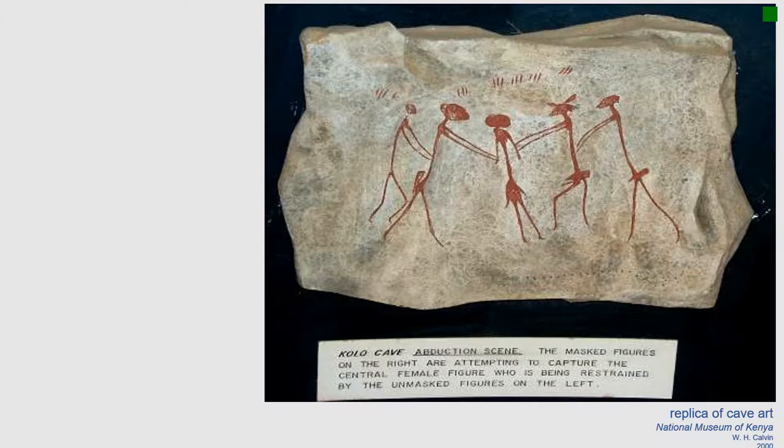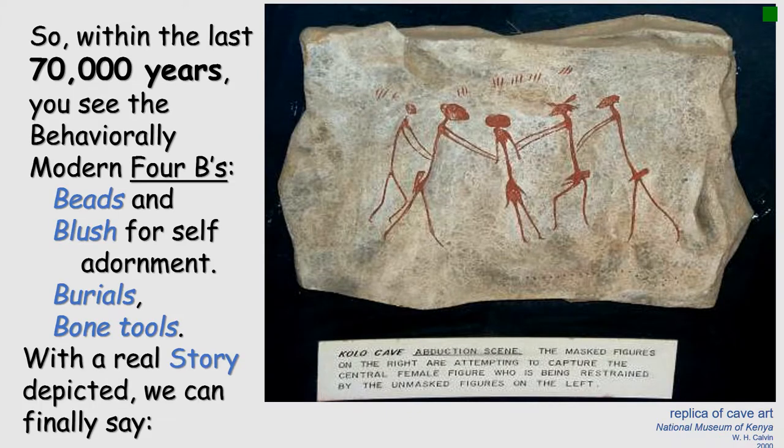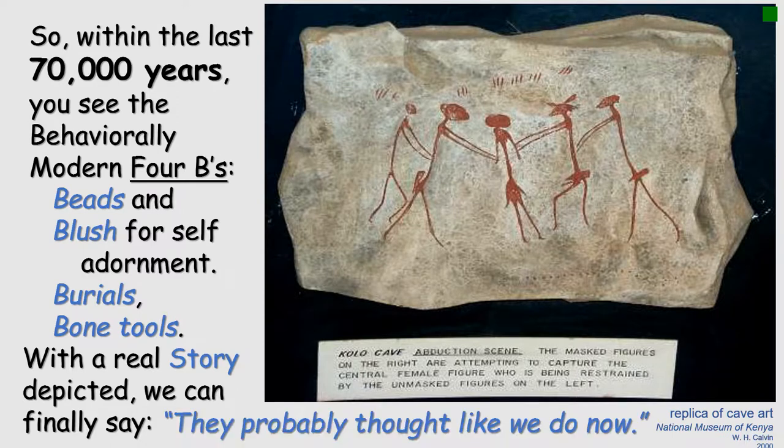Here's another example of art. This is from Africa. It's from Tanzania. This, in fact, shows a story. I mean, we have a damsel in distress here being rescued by her brothers against the invaders whose intentions are fairly clear if you consider the erect penis. But so within the 70,000 years, you see these behaviorally modern four Bs: beads, blush for self-adornment, burials, and bone tools. And now with a real story depicted, we can finally say they probably thought a lot like we do now.